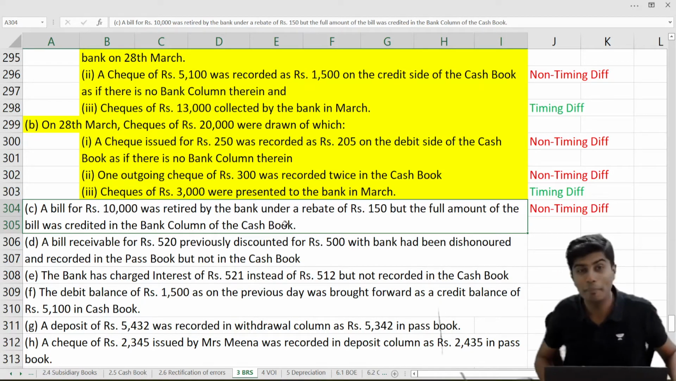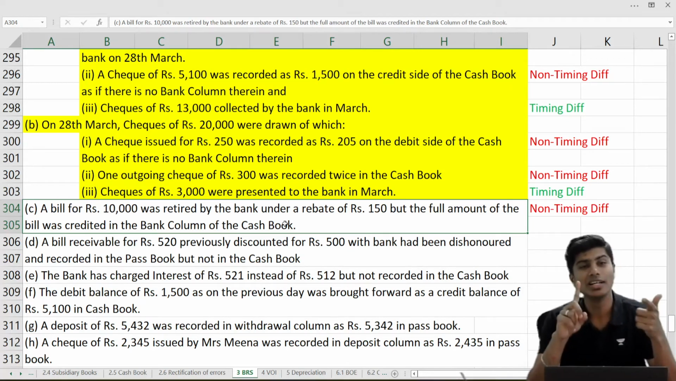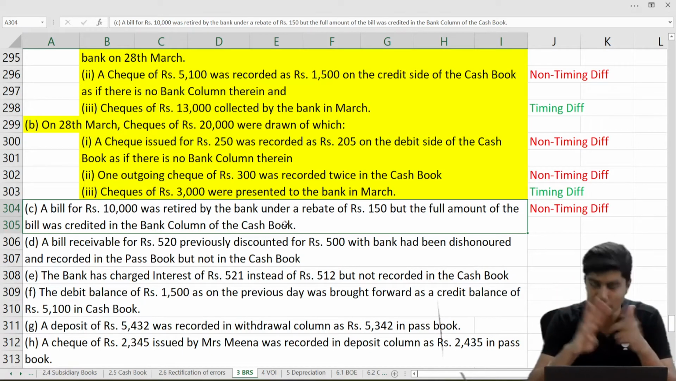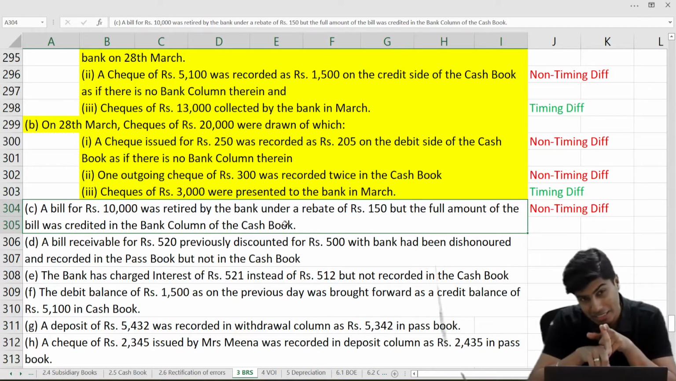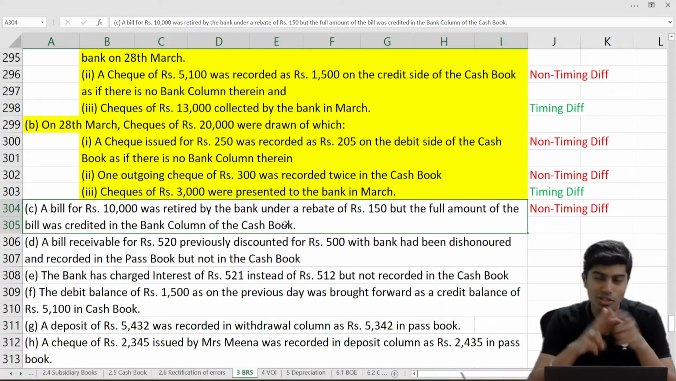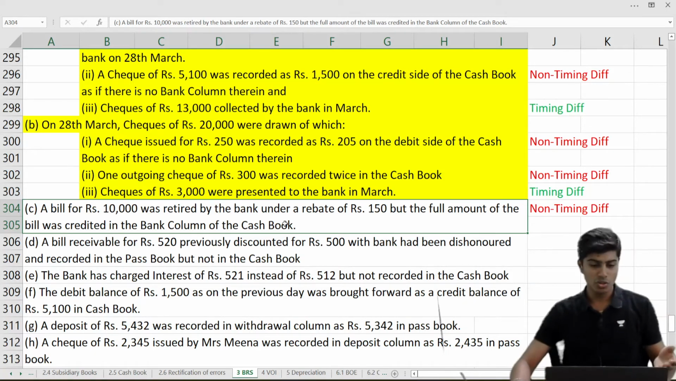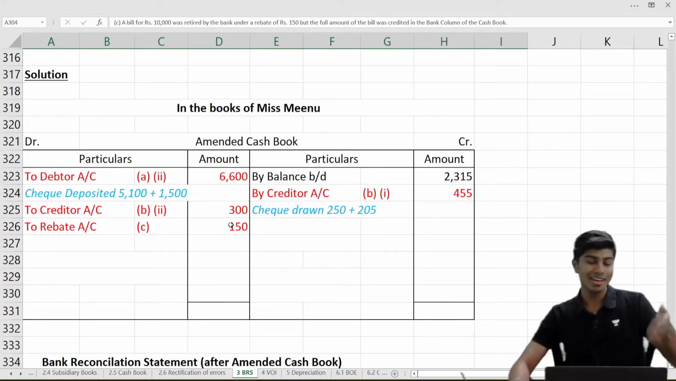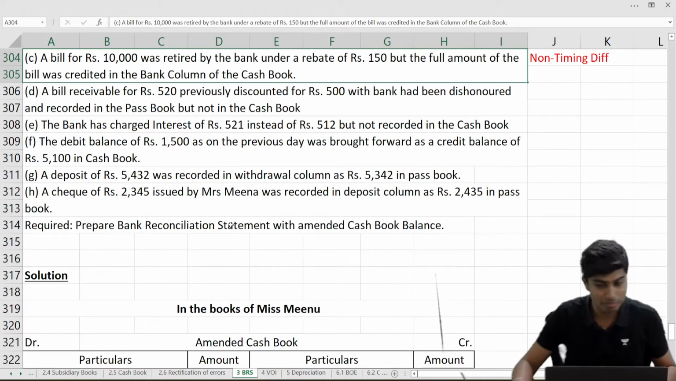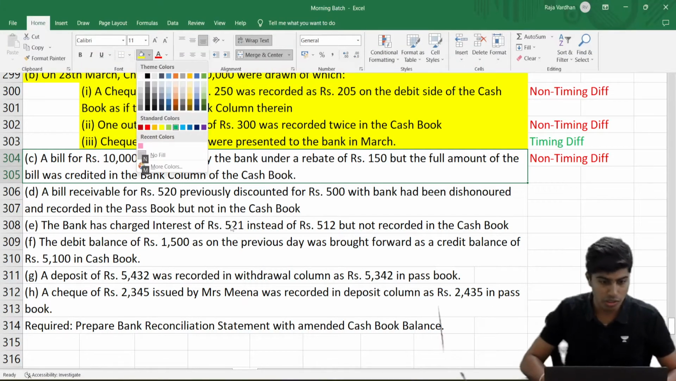Sorry, that wouldn't happen. The correct entry is bills payable account debit 10,000, to rebate account 150, to bank account 9,850. This is the correct entry. By mistake, we have written bills payable account debit 10,000 to bank account 10,000. So now we'll rectify it by writing bank account debit 150 to rebate account 150. So this is a non-timing difference. In the amended cash book, I wrote to rebate account 150. I wrote it correctly, but I'm not able to express it. I hope it is fine at this point with you all.